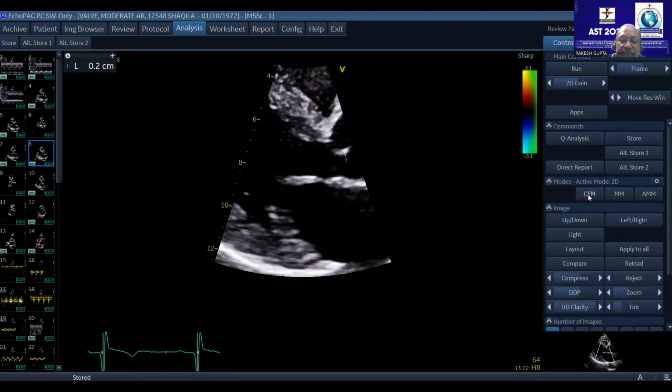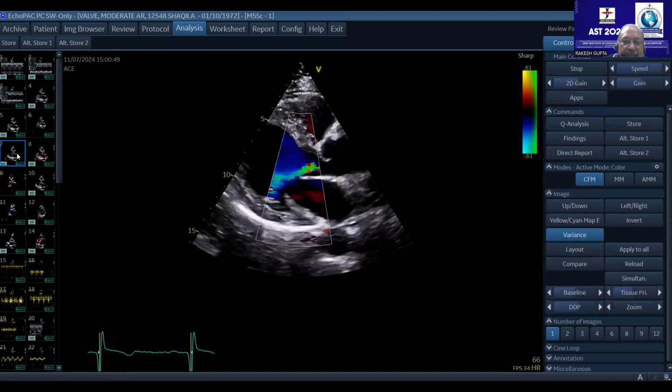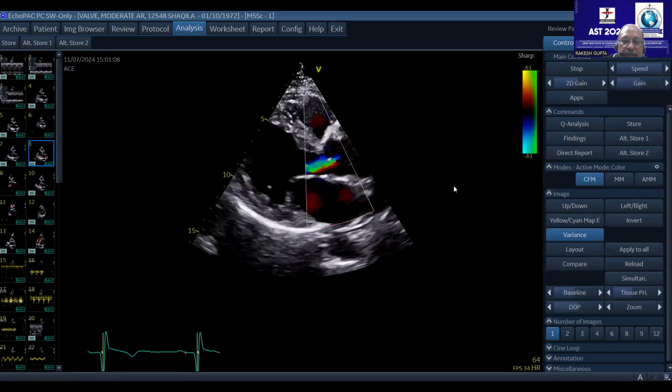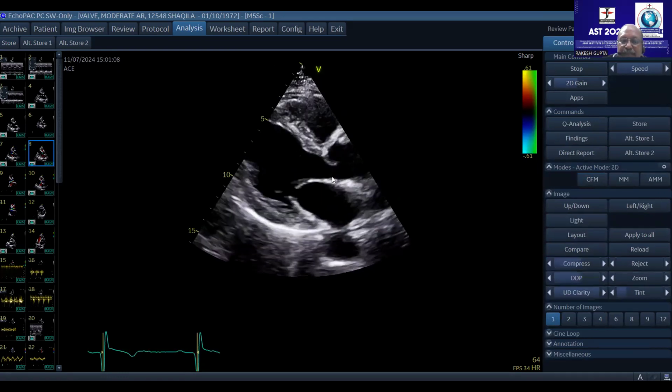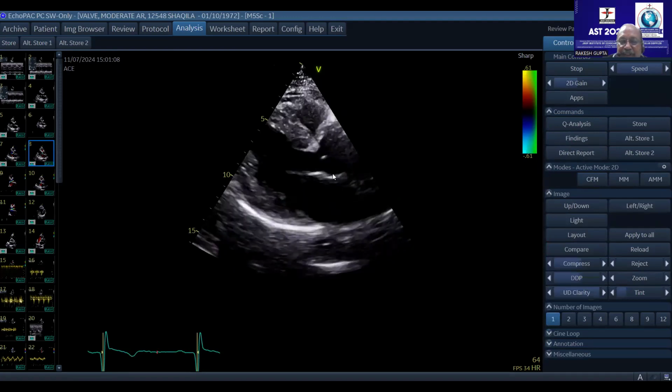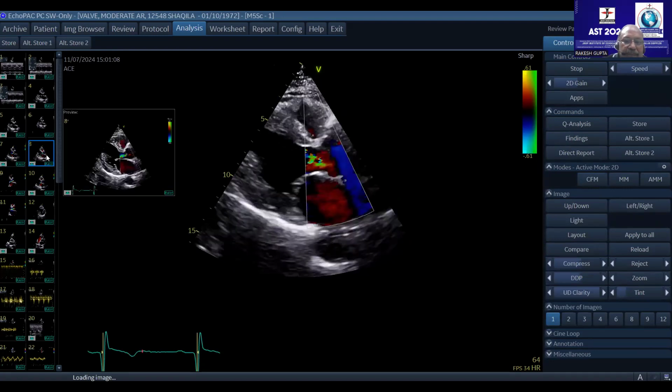And in case you have a difficulty, what you can do is switch off CFM and then look at the leaflet from where this jet is originating. This off and on system is there in your machines. So you can switch off these colors and see where my leaflets are. And in that fashion, you can look at your vena contracta. Let me just try to do it. So I'm going to switch off my colors over here. I can't see my posterior leaflet, so that will be a difficult thing to show you. But even one leaflet, I should be able to show you.